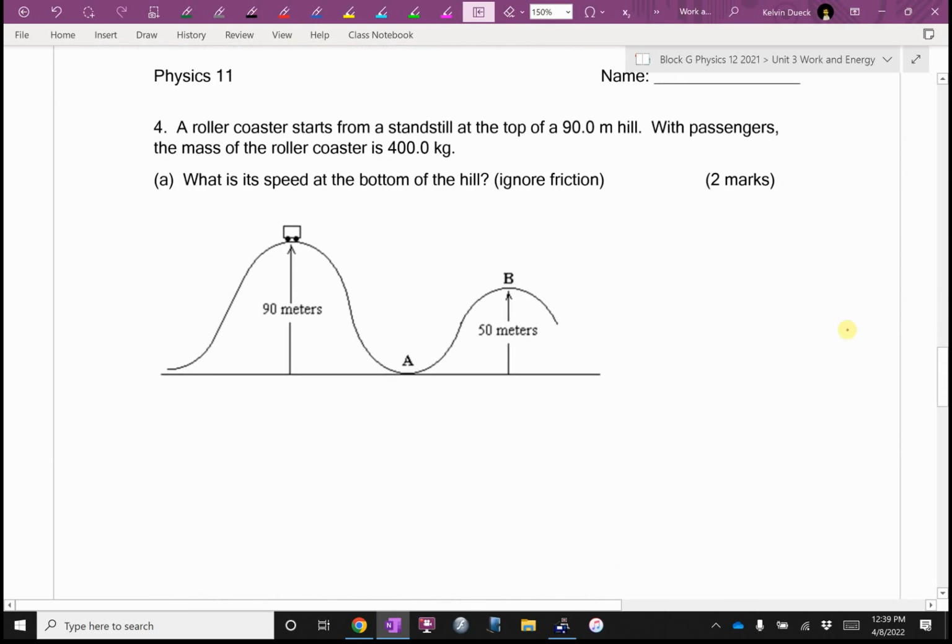Another roller coaster. This could do it. This is a fun quiz. Yes, it is. We've done water slides. Now we're on a roller coaster. Oh, this is excellent. What's its speed at the bottom of the hill? Okay.